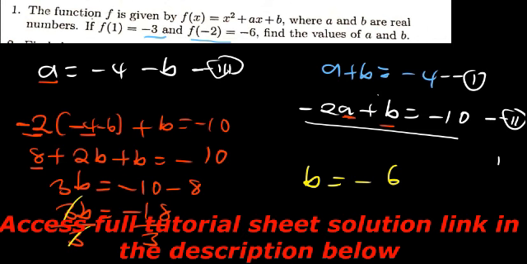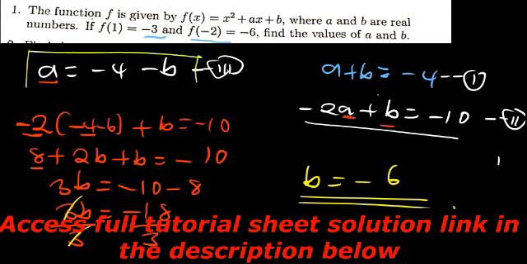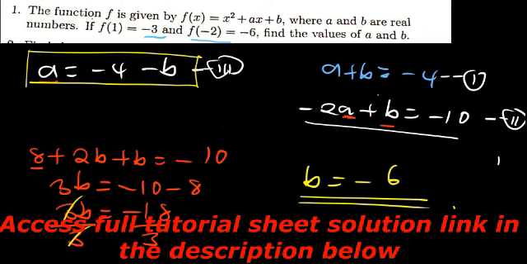Now that I know that b is -6, we should also be able to find a. But how can I find a? In this equation, I made a the subject of the formula. I plug in the value of b and find a. Okay, so I'll create space here.